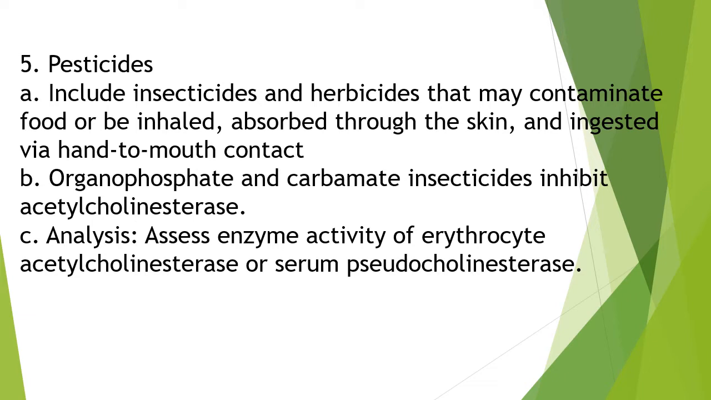So next we have pesticides. It includes the insecticides and herbicides, and they may contaminate our food or be inhaled. Can also be absorbed through our skin and ingested by hand-to-mouth contact. Organophosphate and carbamate insecticides can inhibit the enzyme acetylcholinesterase. If you remember, this is an important enzyme in the muscular contraction.